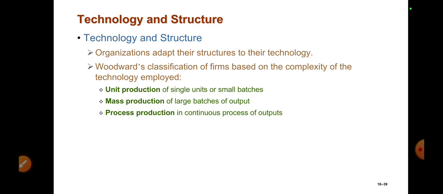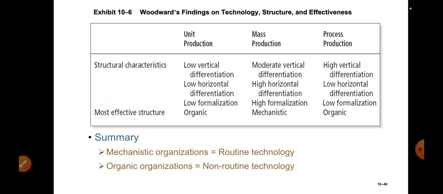It means that an organization continuously produces similar kinds of products. So for these three technological designs, the organizational structure will be different. For example, here is given the unit production. If the company produces single units of product, like automobiles or a large product, at that time they need low vertical differentiation, low horizontal differentiation, and low formalization, and that should be organic in nature, because they are producing a single unit of product. They don't need to follow any complex rules and regulations.